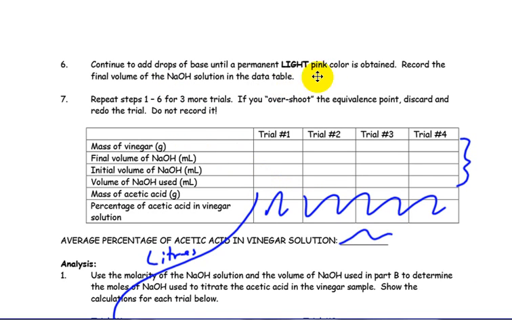Continue to add drops until the light pink color appears. Record the final volume of NaOH. So how much did it take to turn it light pink? And then you subtract, and that gives the volume of NaOH used, and there we go.